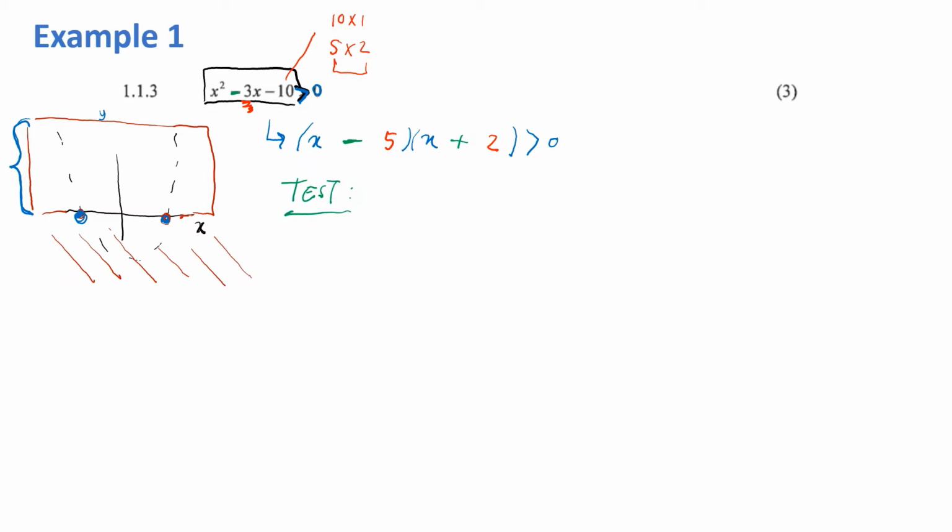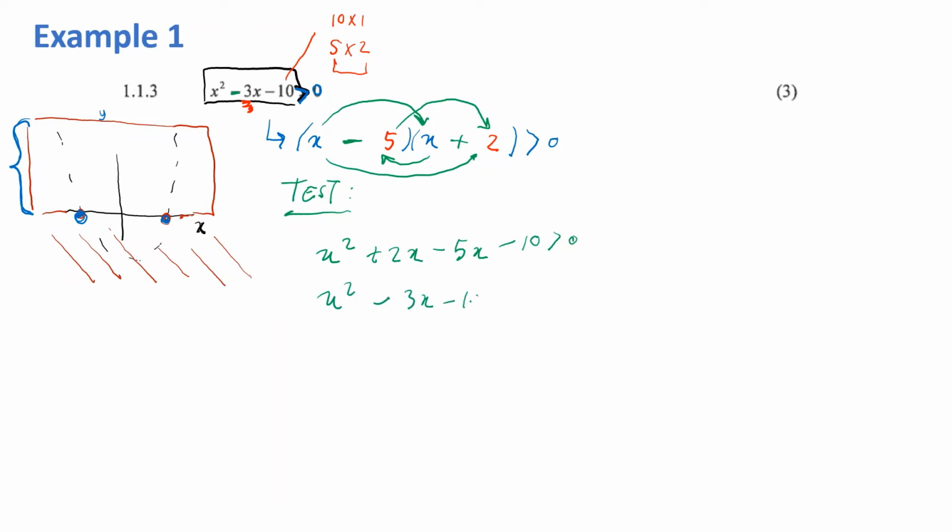So we have x times x is x squared, then x times 2 is plus 2x, x times minus 5 is minus 5x, and minus 5 times 2 is minus 10, larger than 0. Simplifying this, we have x squared minus 3x minus 10 larger than 0, and lo and behold, this is kind of cool. We're happy with this.